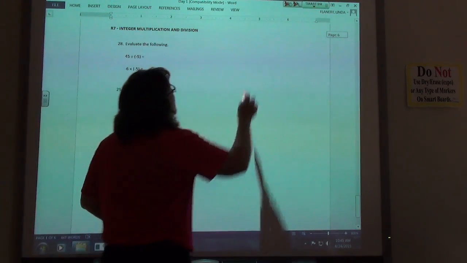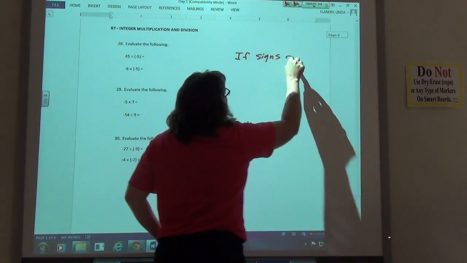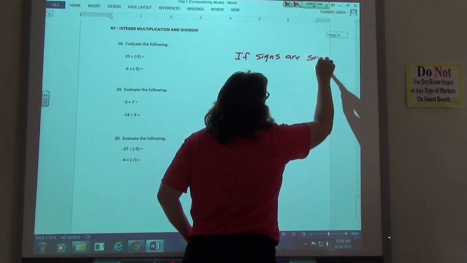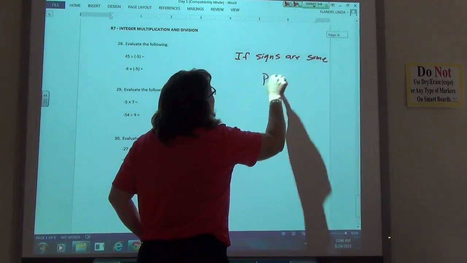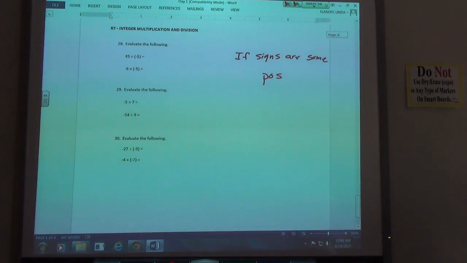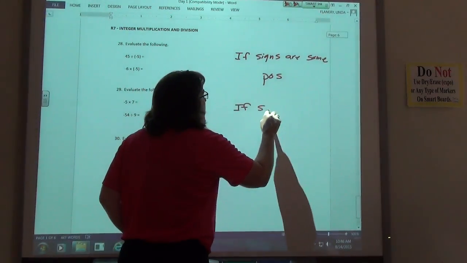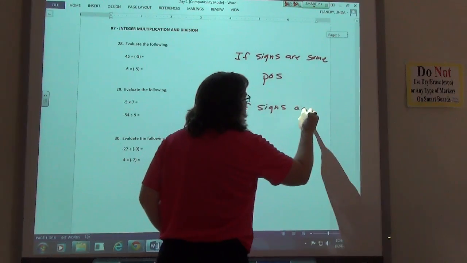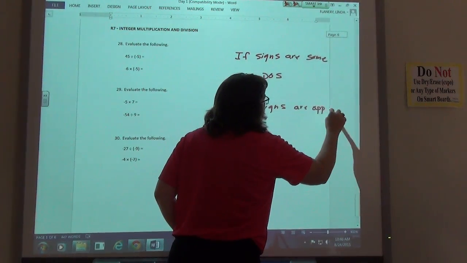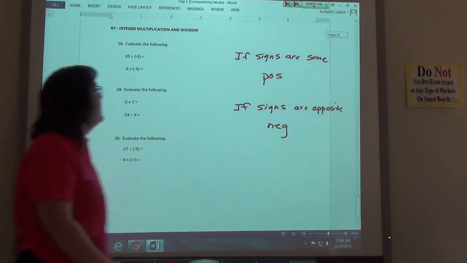With multiplying and dividing, if my signs are the same, and they're always talking about two numbers, then you get a positive answer, right? A positive times a positive gives you a positive, but a negative times a negative also gives you a positive. If my signs are opposite, then you're going to get a negative answer.